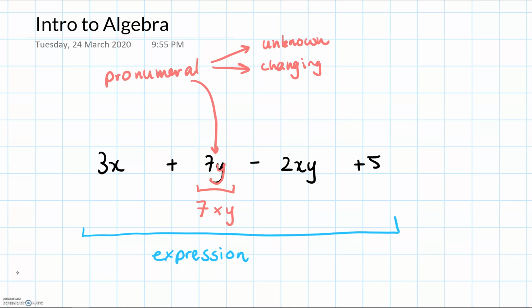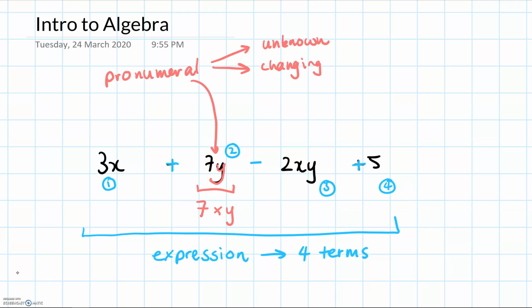And my algebraic expression is made up of terms. Now terms are separated by plus signs, so like this first one here, or minus signs. So terms are separated by plus or minus signs. So if you have a look here, in my expression here, I have the first term, 3x. I have my second term, 7y. I have my third term, 2xy. And my fourth term, plus 5. They're all separated by these plus and minus signs. So my expression here has 4 terms.